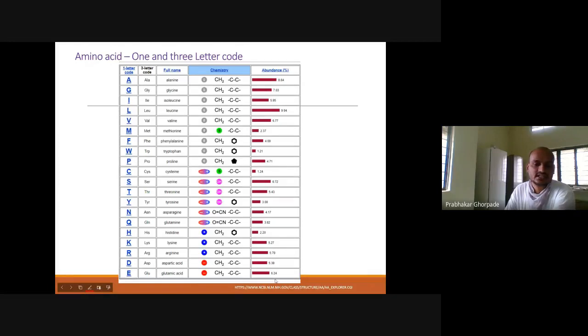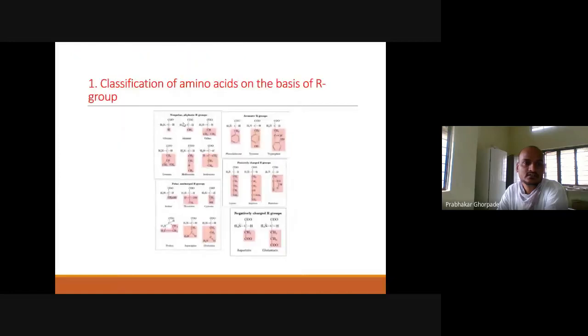Okay, so this one is taken from the NCBI. Short links are sometimes given to present from this source it is taken. So these are the different letter codes for the amino acids.